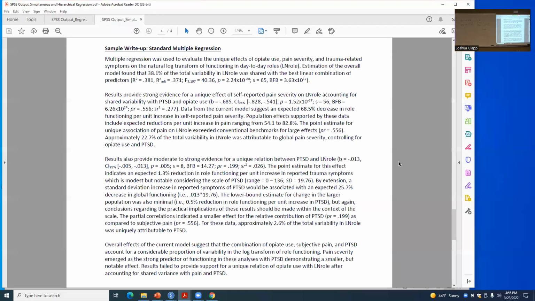So we're here talking about our model, right? And giving our statistics for our model here. Here, talking about our predictors, incorporating in the fact that we've log transformed our outcome. So making interpretations about the unique effect of our predictors on our log transformed outcome. So data from the current model suggests an expected 68.5% decrease in role functioning per unit increase in self-reported pain severity, right?